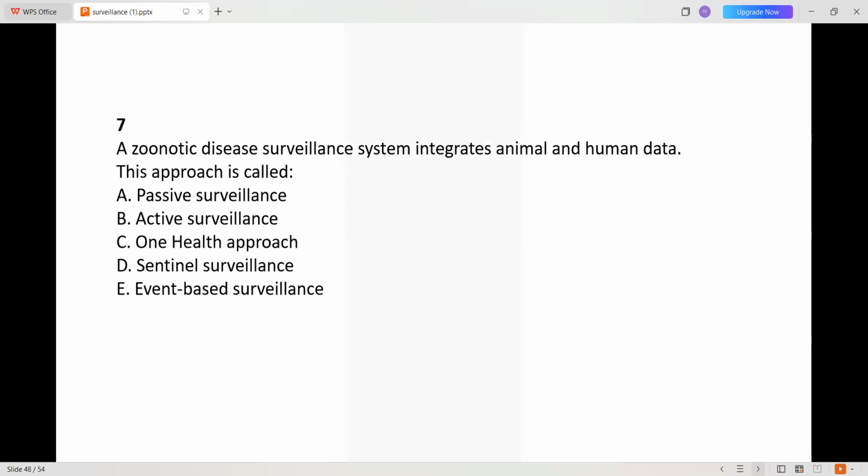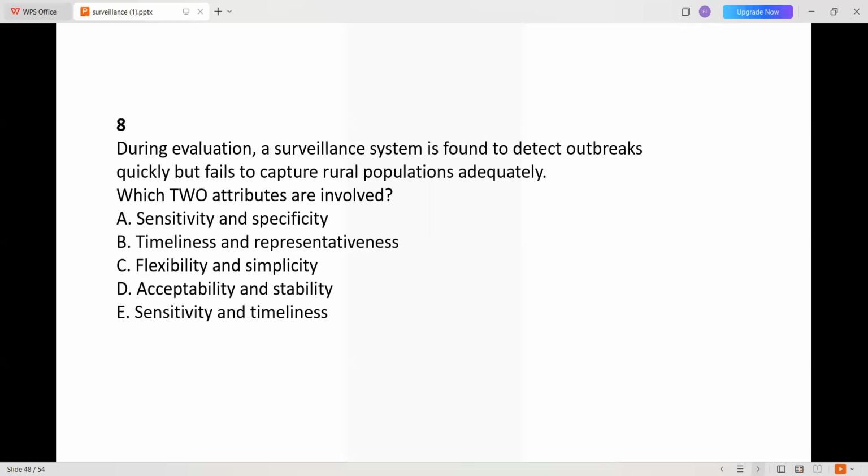MCQ number 7. A zoonotic disease surveillance system integrates animal and human data. This approach is called A. Passive surveillance, B. Active surveillance, C. One Health approach, D. Sentinel surveillance, E. Event-based surveillance. One Health approach, C. Yes, C is the right option.